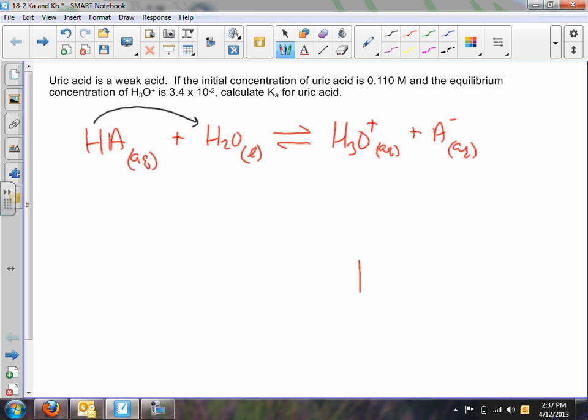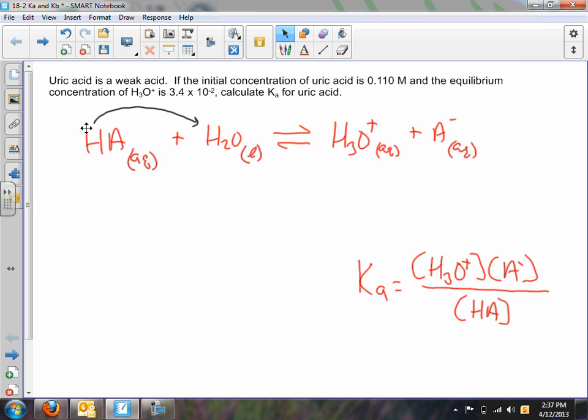From that, I can write my Ka expression, which is concentration of hydronium times concentration of A minus all over the concentration of the weak acid, HA. I don't put the water in because it's a liquid.